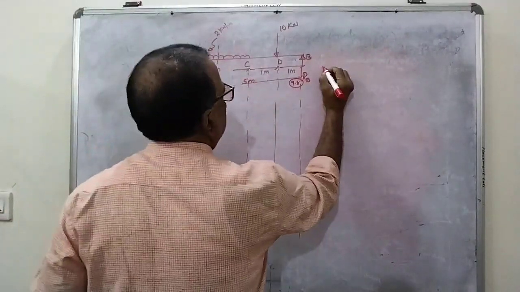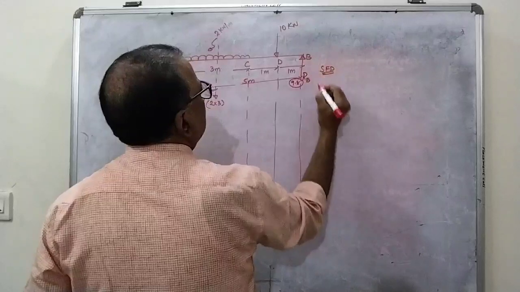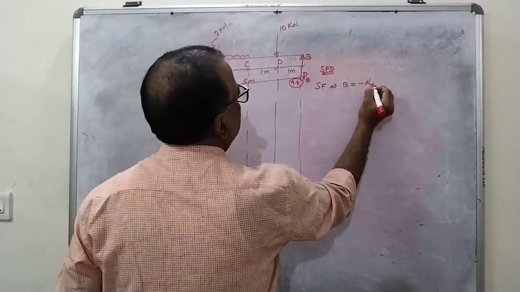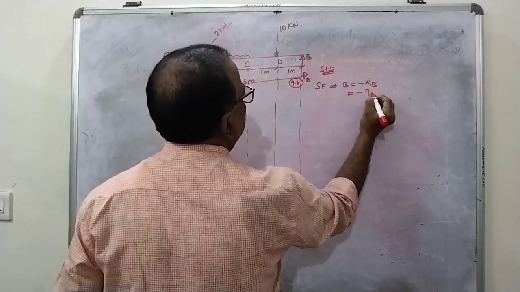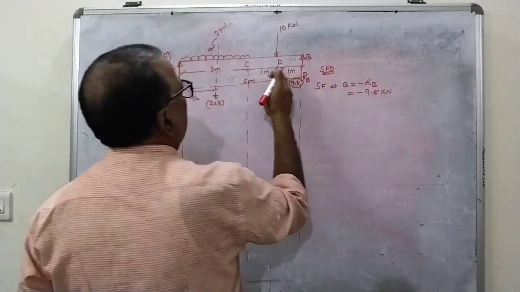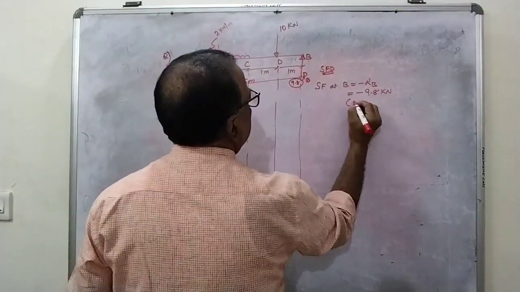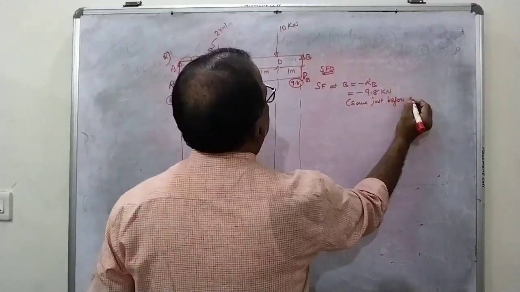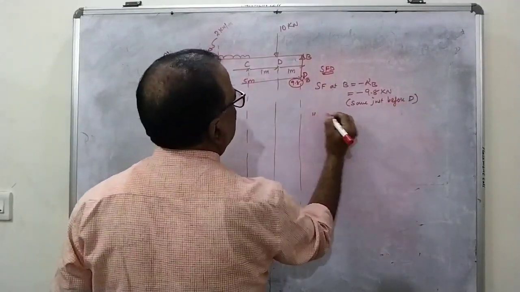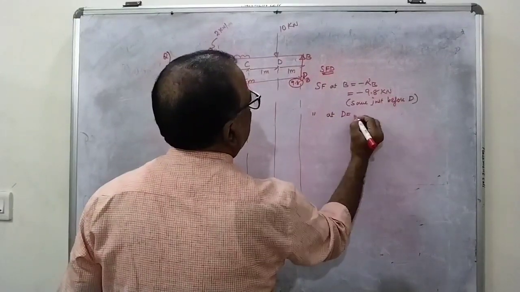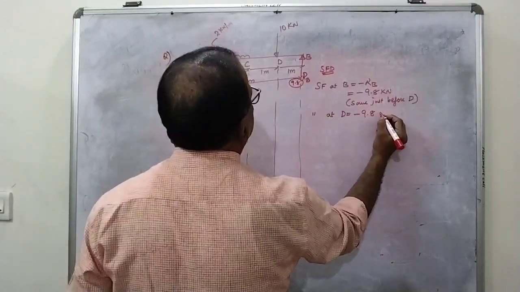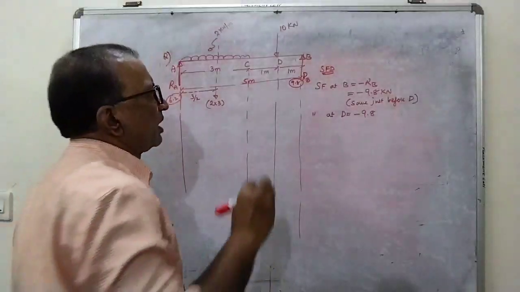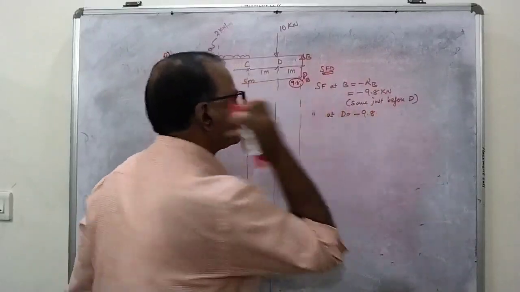Now let us draw the shear force diagram. Shear force at B is minus RB, that is equal to minus 9.8 kilonewtons. Is there any load up to D? No load. Same, just before D. Next, shear force at D. Previous value is minus 9.8.